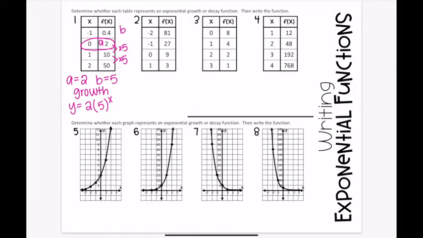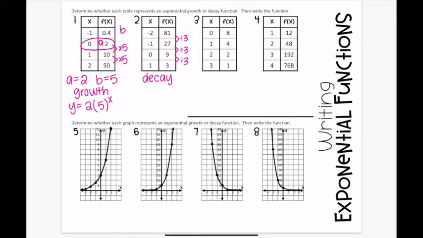In example 2, just looking at these y values, I can see that they are decreasing. So this is going to be a decay function. Now, if this is decay, I have to remember that my base should be between 0 and 1. So what number am I multiplying by over and over? Well, at first glance, I can't see that I'm multiplying by anything, but I can see that I'm dividing by 3.